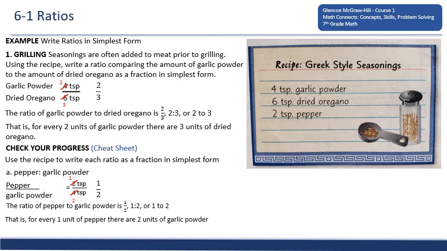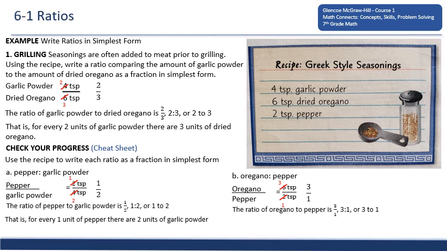That is, for every 1 unit of pepper, there are 2 units of garlic powder. Oregano to pepper, so we'll write it as a fraction. Oregano to pepper, 6 teaspoons oregano, 2 teaspoons of pepper. We'll simplify with the greatest common factor of 2. We get 3/1. So 3:1. The ratio of oregano to pepper is 3:1. That is, for every 3 units of oregano, there's 1 unit of pepper.